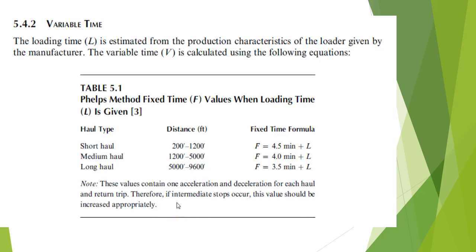And what these equations assume is one acceleration and deceleration for each haul, when you start and you stop. In a return trip, same thing, a stop and a start. If you stop in between, and sometimes on a congested site you do stop more, then you have to increase the values in the formula to account for that.